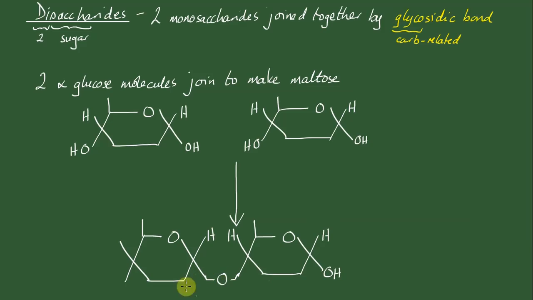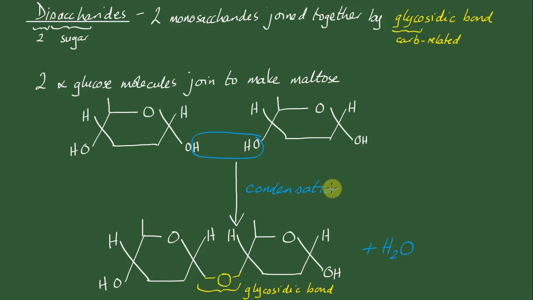Because instead of 2 OH groups on either side of the 2 alpha glucose molecules, we've now got a single oxygen molecule, which is the glycosidic bond holding the 2 alpha glucose molecules together now. And you'll notice that that's been caused by a water molecule being created from the 2 alpha glucose molecules. This is called a condensation reaction because water is produced.